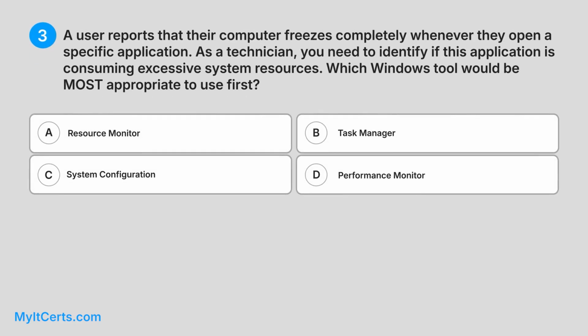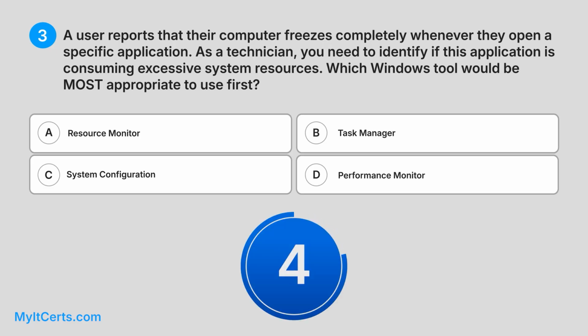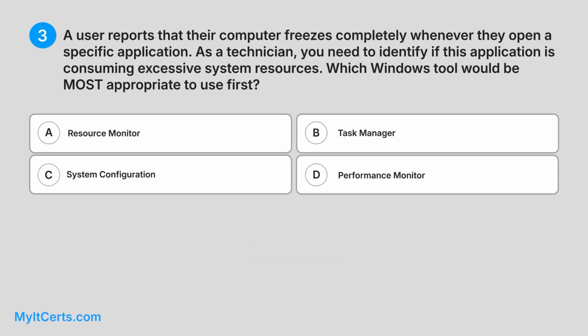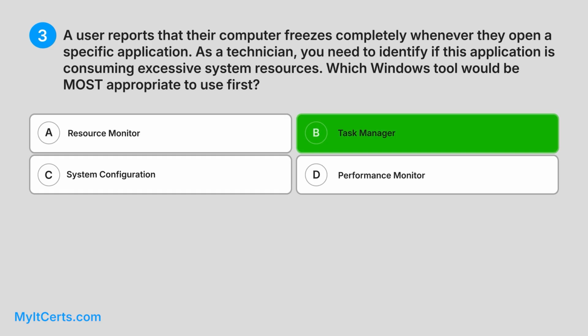3. A user reports that their computer freezes completely whenever they open a specific application. As a technician, you need to identify if this application is consuming excessive system resources. Which Windows tool would be most appropriate to use first? A. Resource Monitor. B. Task Manager. C. System Configuration. D. Performance Monitor. Do you know the answer? Correct answer. B. Task Manager.